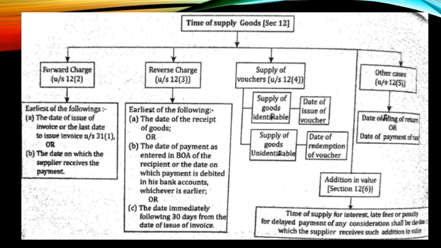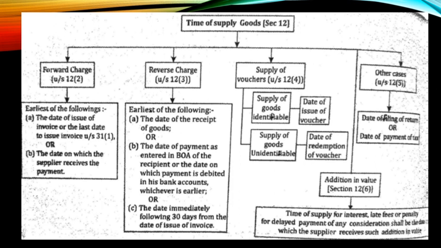As we discussed, the tax invoice should be issued before the removal of goods from the warehouse is done, or when the supplier is giving the goods to the recipient. On that day the tax invoice should be given to the recipient or the receiver of goods. So this is covered under section 31 subsection 1.